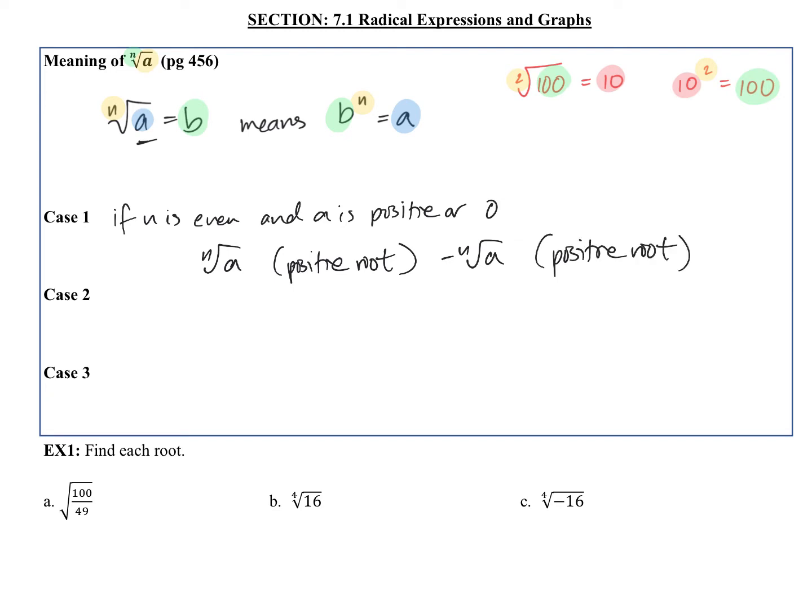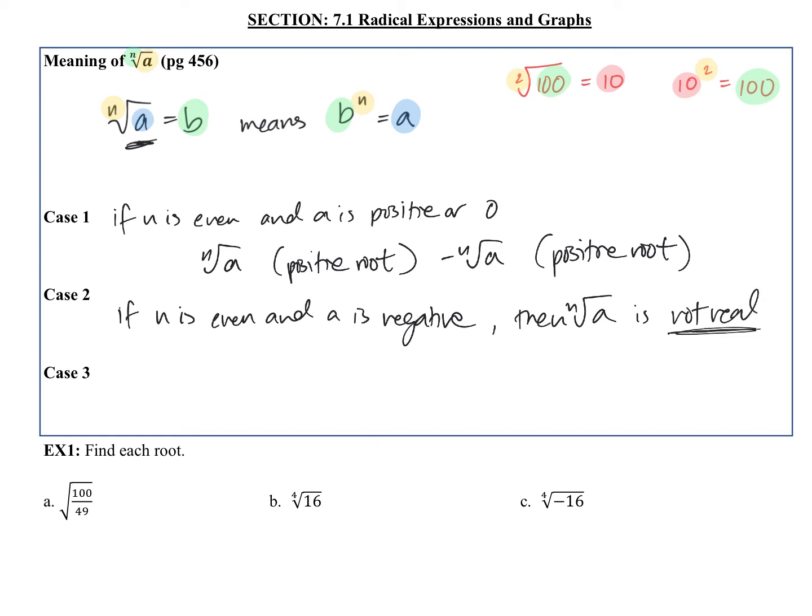And case 2, if n is even and a is negative, so the item inside is a negative number, then what do we know? Then the nth root of a is not real. This is important, remember this one. For example, if I had the square root of negative 4, there is no number that when I multiply it by itself gives me negative 4. Negative 2 times negative 2 would give me positive 4. And 2 times 2 would also give me positive 4. It does not exist if you have a negative number on the inside, which is why we would say it's not real.